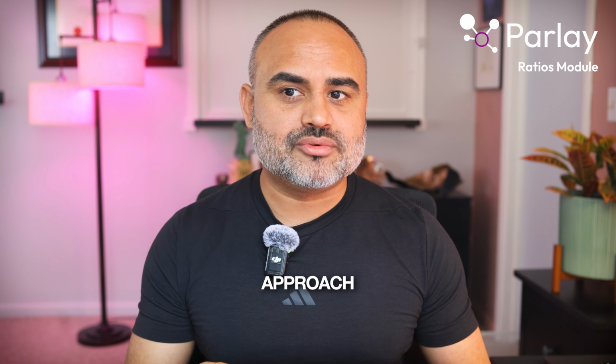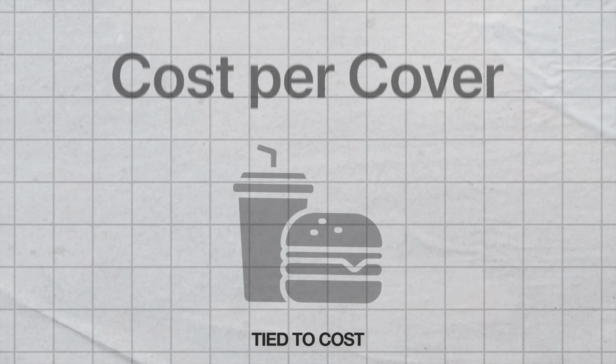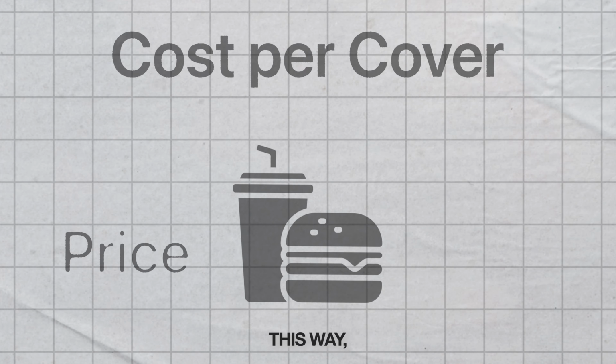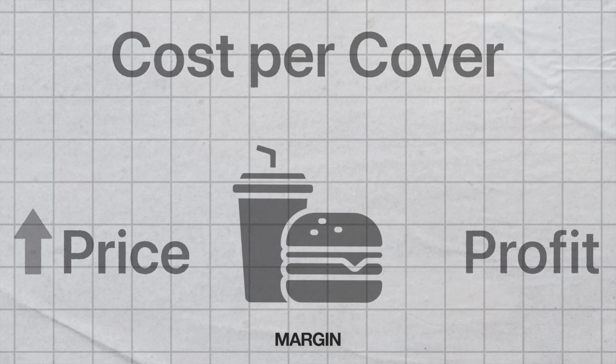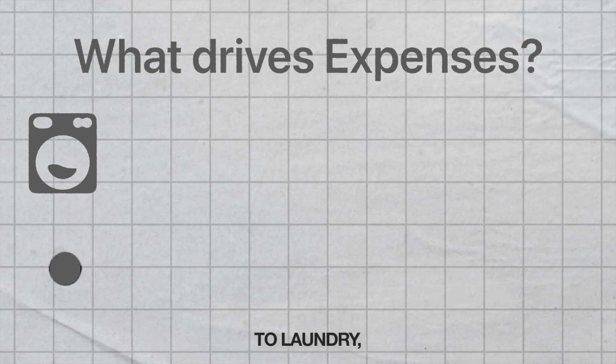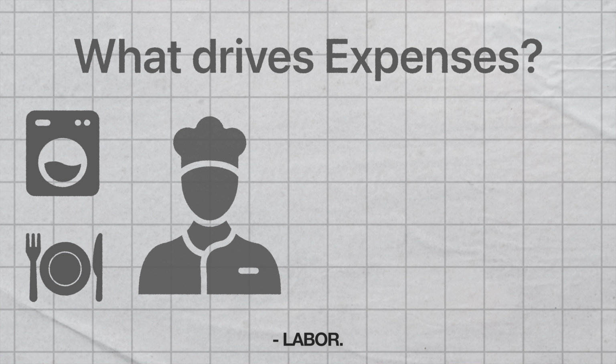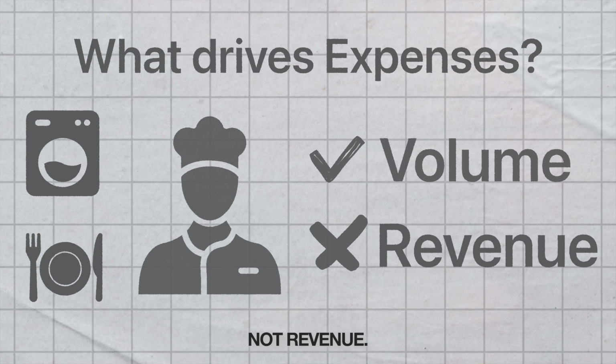A better approach is to tie cost to volume. As an example, tied to cost per cover, not revenue. This way, when pricing increases, margin actually flows through more logically. And this isn't just food. It actually applies to laundry, operating supplies, anything driven by volume, including your biggest expense, labor. The reality is that most casino expenses are driven by volume, not revenue.